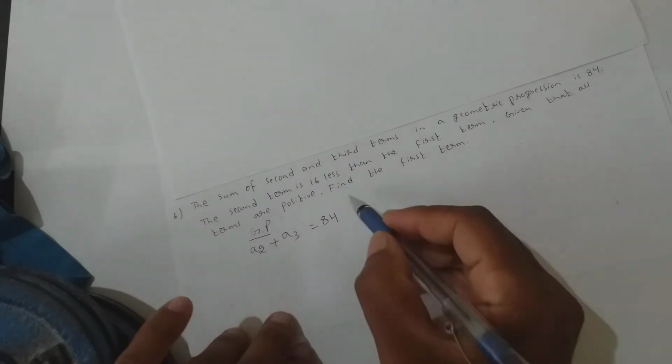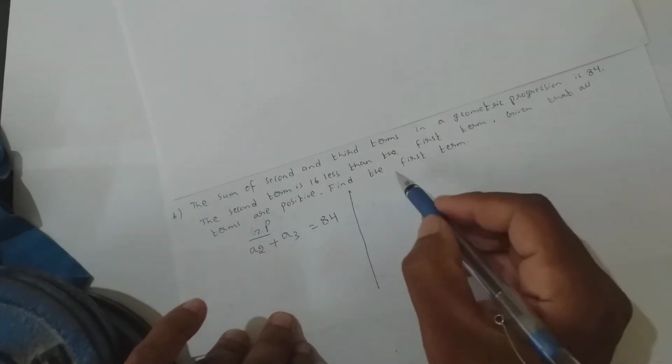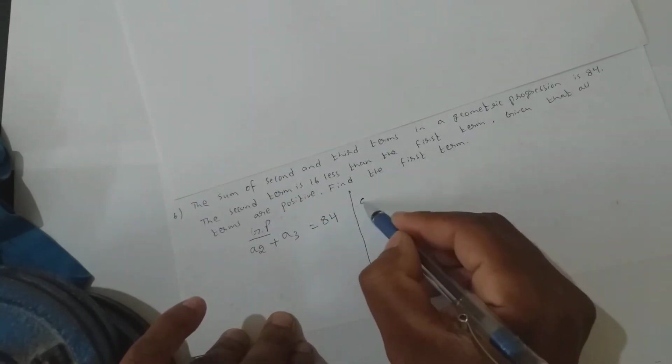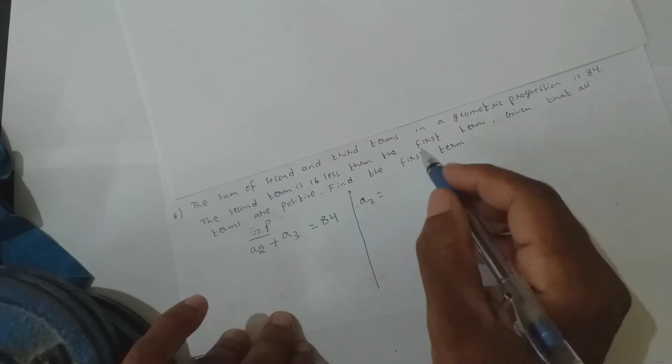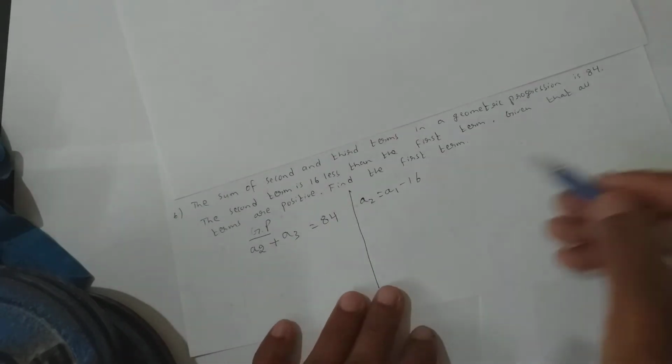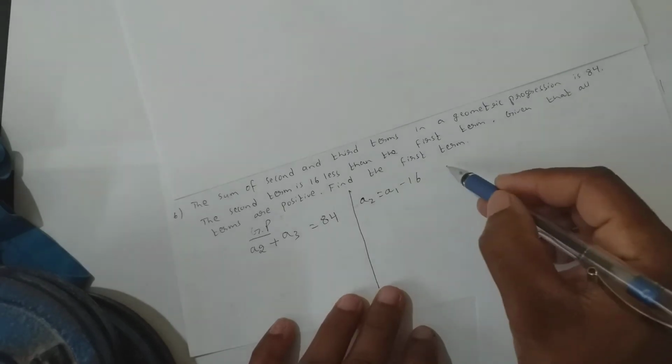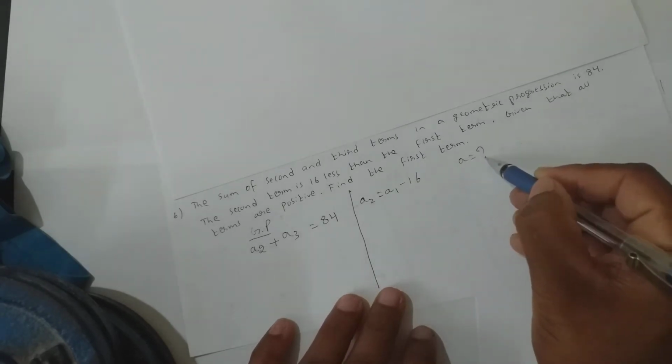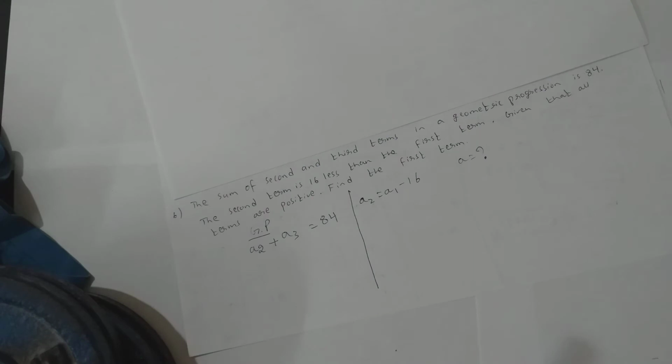Clear enough? Now the second term is 16 less than the first term. So the second term is A2, and 16 less than the first term means A2 = A1 - 16 is the equation which I get. Now given that all terms are positive, find the first term. So A1 equal to how much is the question mark now? Are we clear so far?